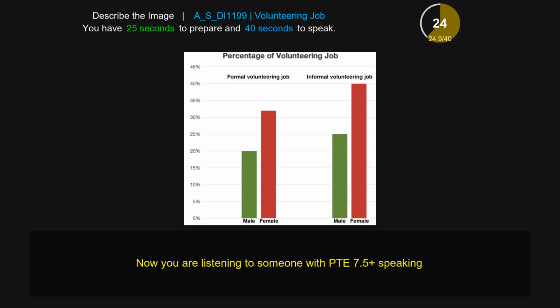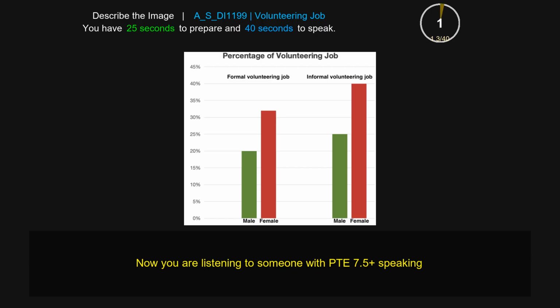Another interesting point is the formal volunteering job for female has a value of 32%, whereas the informal volunteering job for male is 25 percent. Overall, the image illustrates percentage of volunteering job for male and female.